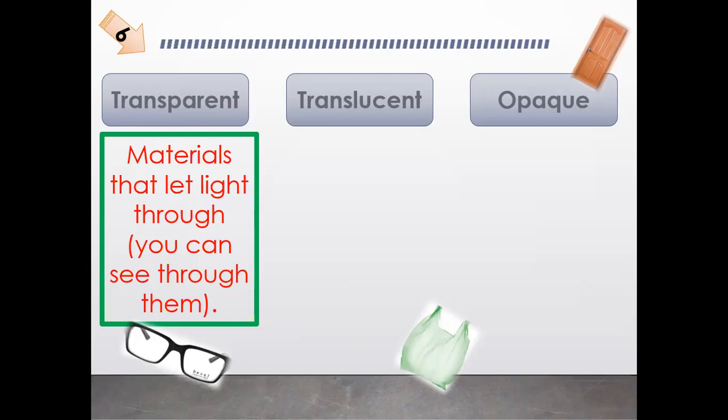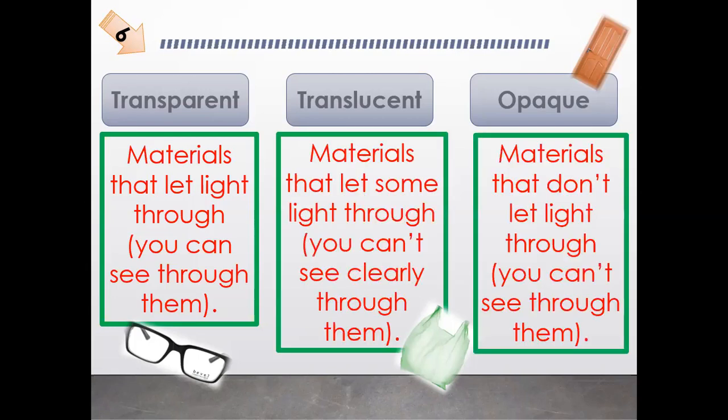I will say the opposite of it is opaque. Opaque is totally the opposite of transparent. What does it mean by opaque material? It's the material that doesn't let any light pass through it at all. So you can't see anything through them. For example, this door.